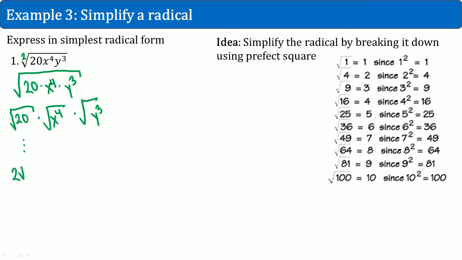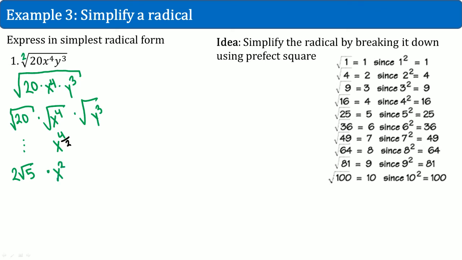So 2 radical 5. What we need to notice is what is this? So this is x to the 4. The square root here just tells us to divide this by 2. So this is 4, and the radical, because there's no number there, it just tells us to divide this by 2. So this becomes just x squared, because 4 divided by 2 is just 2.